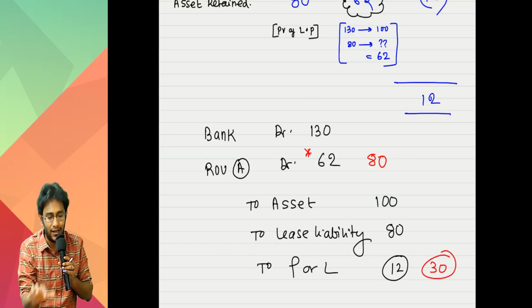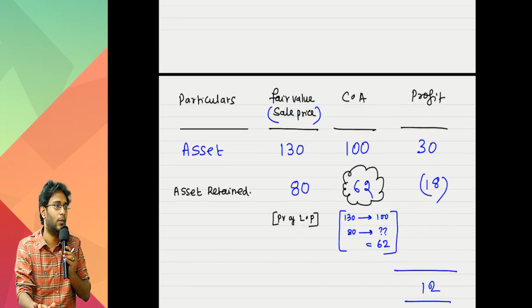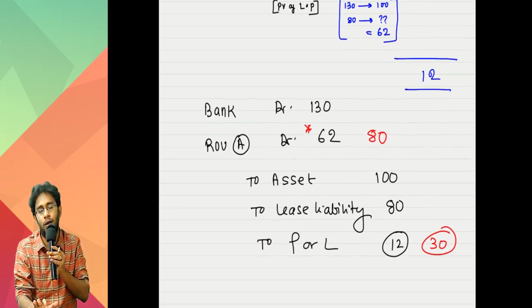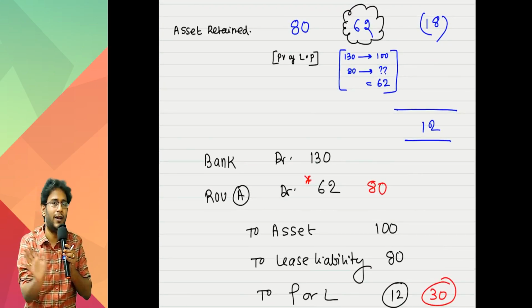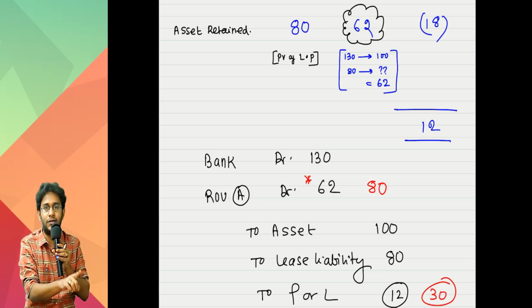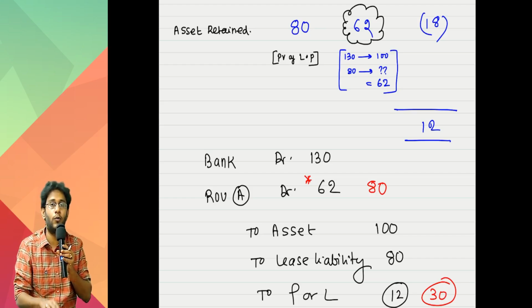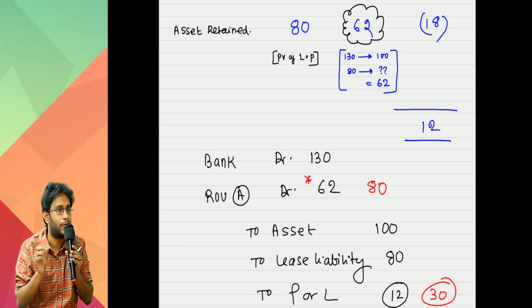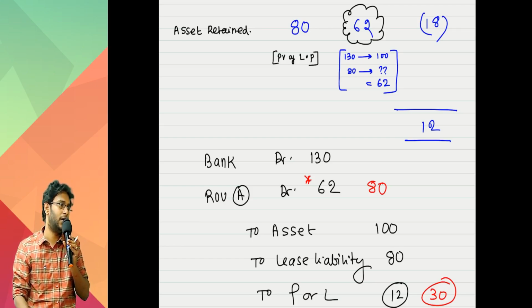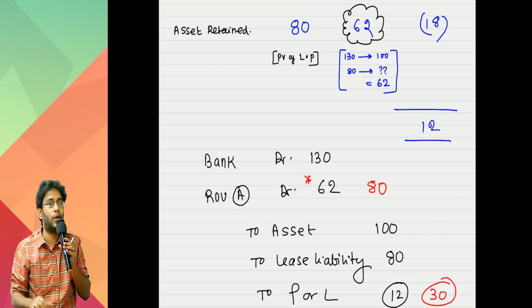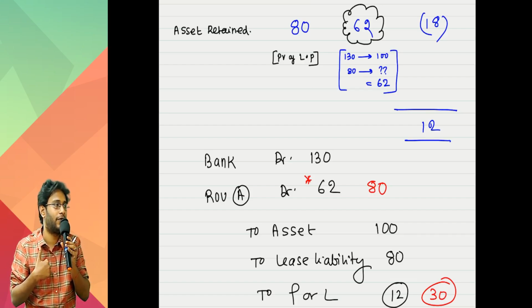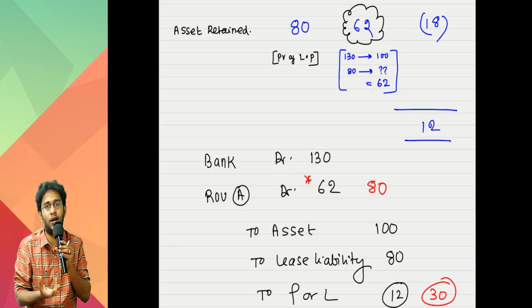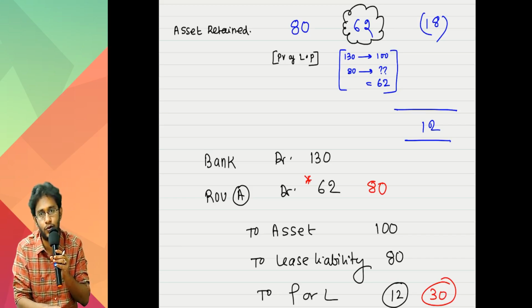The entire key is there in this table. Once you understand the table, your entry will automatically come. No great rules. There is only one rule: lease liability is recognized at present value of lease payments. ROU asset is not recognized at present value of lease payments. It is recognized at present value of lease payments minus our share of profit on retained portion, or directly you can understand it as carrying amount of the retained portion.